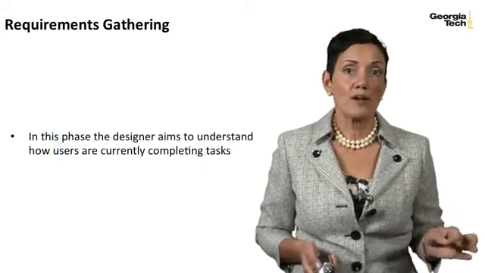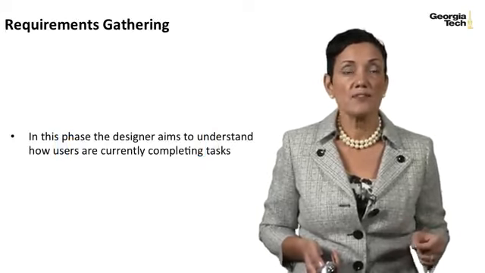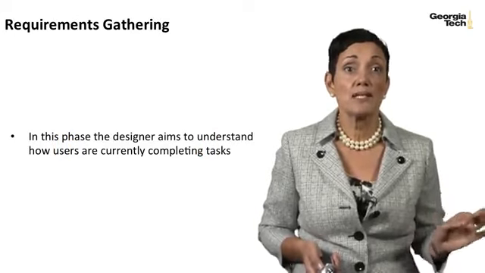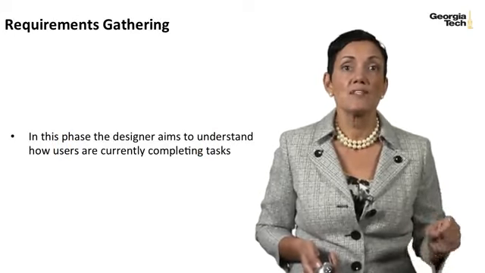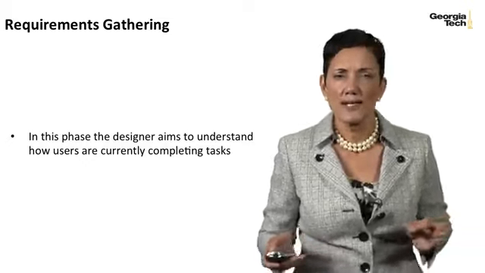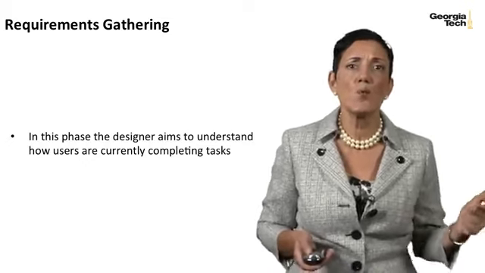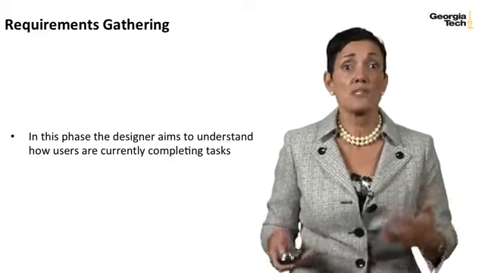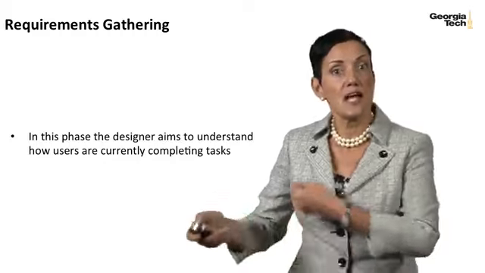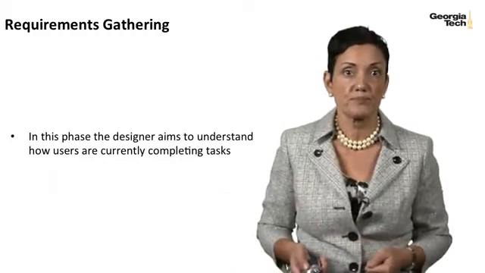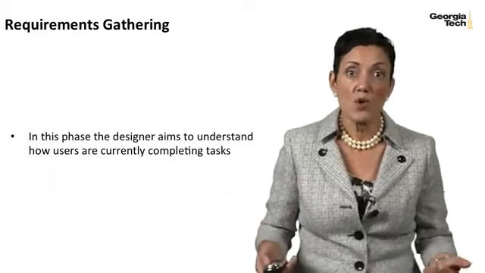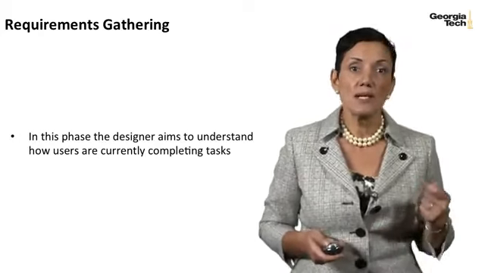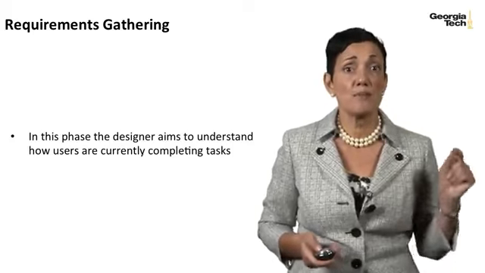We start with the requirement gathering phase. In this phase, the designer aims to understand how the user is currently completing the task. Here we have the designer as detective, trying to understand the who, what, when, where of the user's goals. We accomplish this via a set of techniques where we sometimes observe the users and other times we engage with them directly. We ask them questions, or we might observe their current practices. The information we collect in this phase will allow us to understand the problem space.